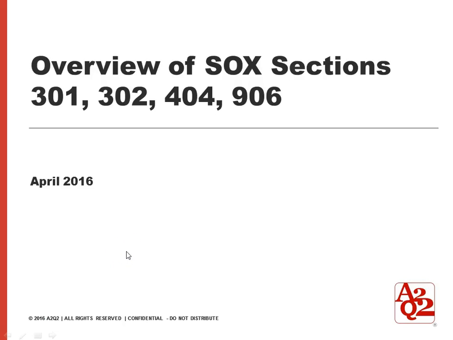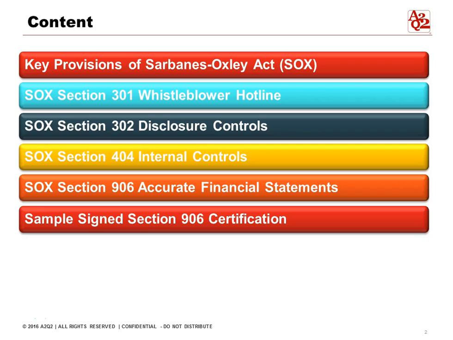Welcome to an overview of SOX sections 301, 302, 404, and 906. Most people, when they think of SOX, they think of the internal controls testing. What they don't realize is SOX has many different provisions. There are four key ones that I wanted us to focus on because that's where many companies focus their effort and has the most consequences.